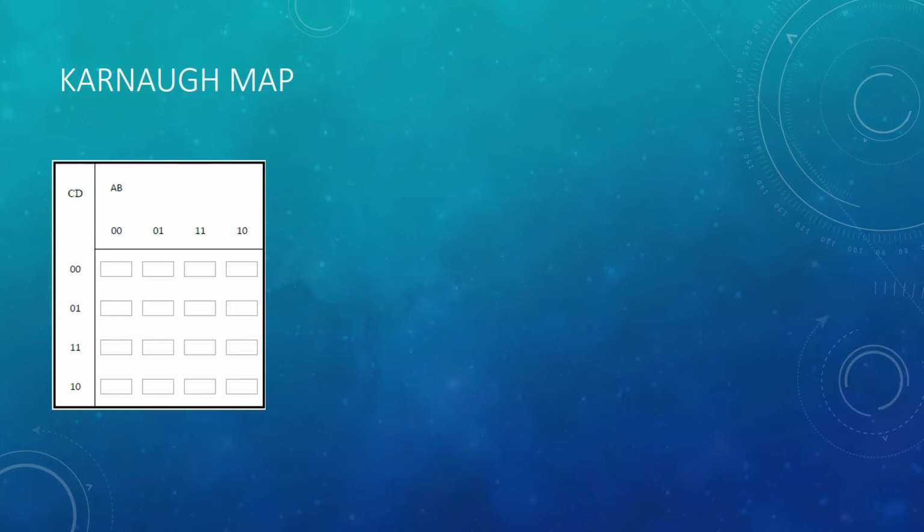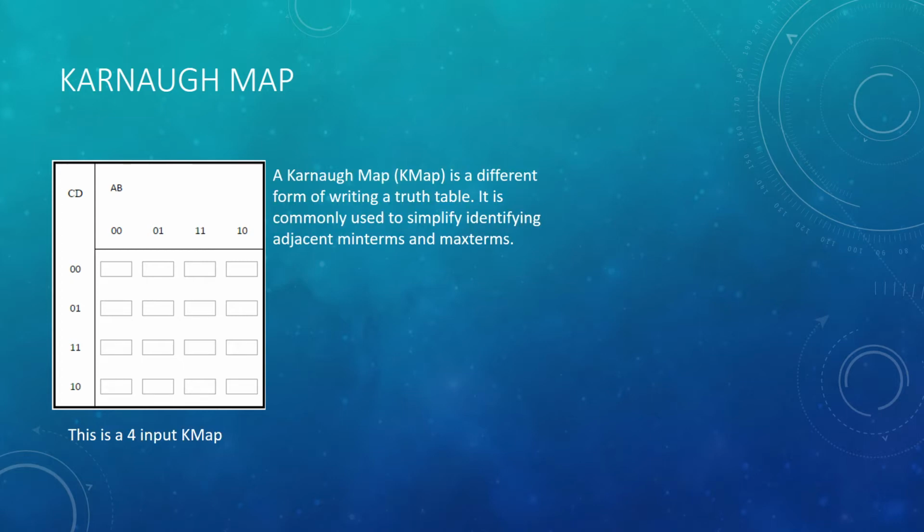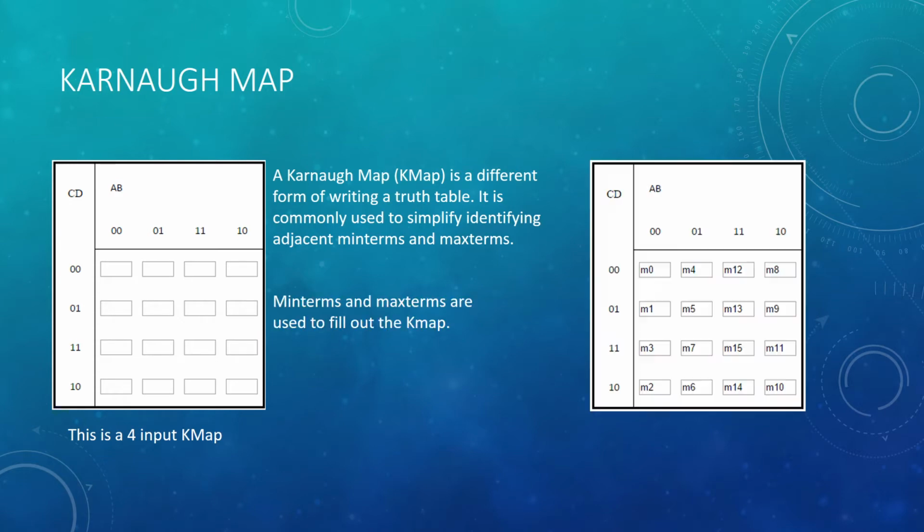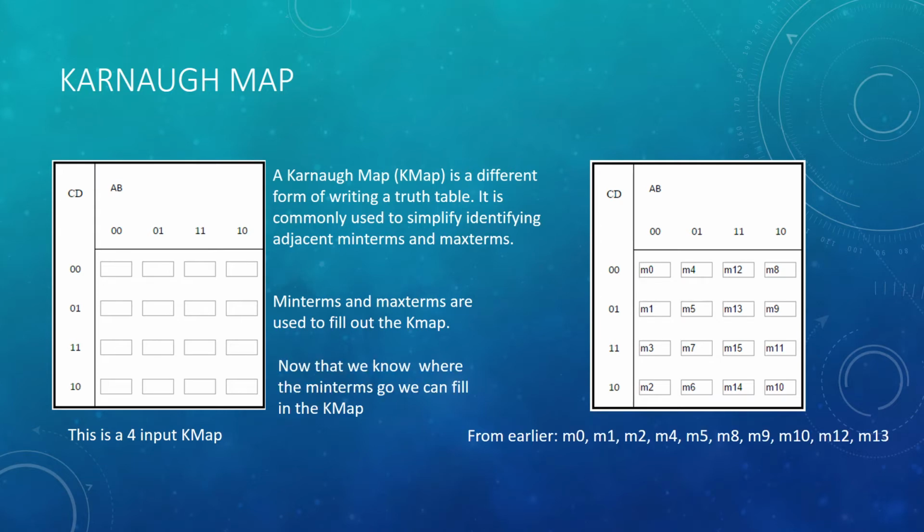Now the question is, is there a way to do the equations quicker? Is there some form of method? The answer is yes, that's K-maps. A K-map is a different way of writing a truth table. It is commonly used to simplify identifying adjacent minterms and maxterms. Each spot has a particular minterm or maxterm, and it's used to map out where we need to put the ones and zeros from the equation. Now that we have where they're supposed to go, we can take our minterms from earlier and place them there.